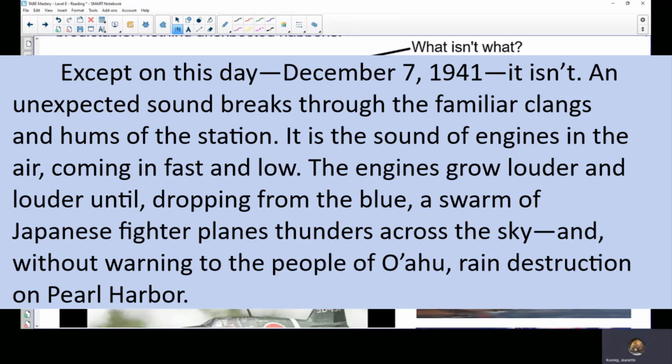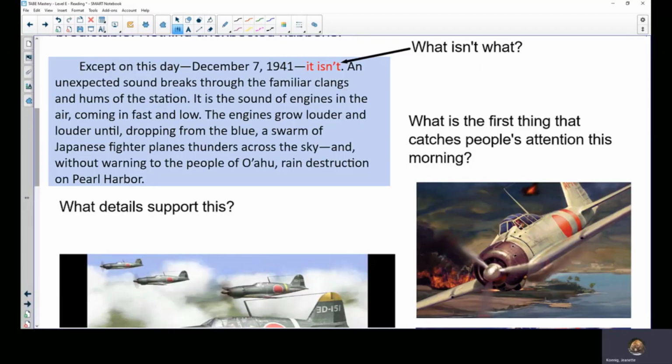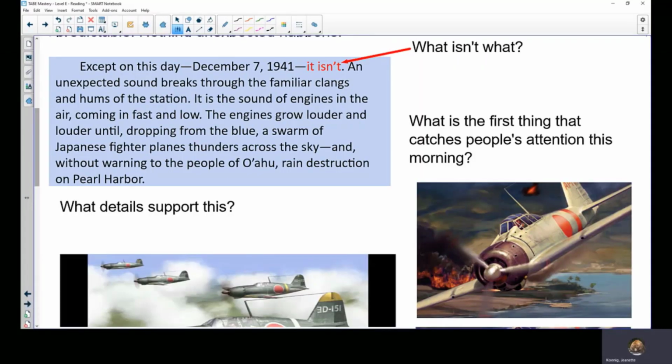Here's where I ran into a problem. I was reading this page, just reading along, yeah, okay, fine, whatever. And then I get to "except on this day." Whoa. Okay, that gets my attention. "It isn't." Wait, what isn't? Well, it seems like it's saying it isn't a day. Does that make sense? "It isn't, except on this day." That's weird. That's not making sense.